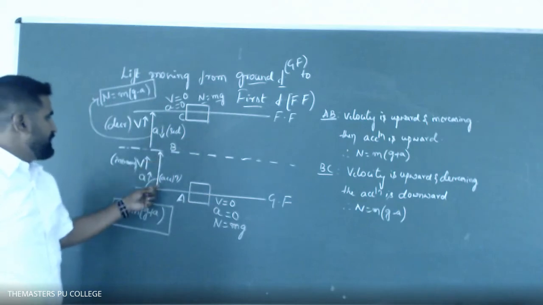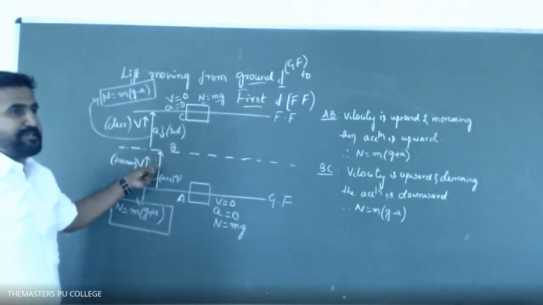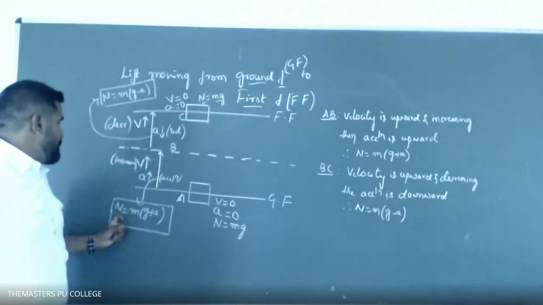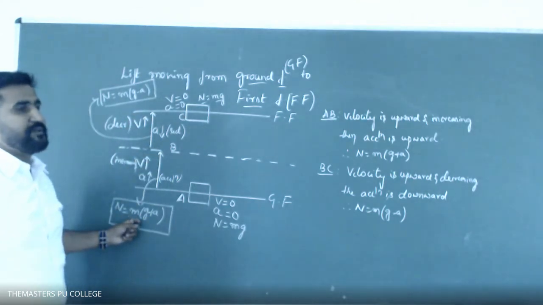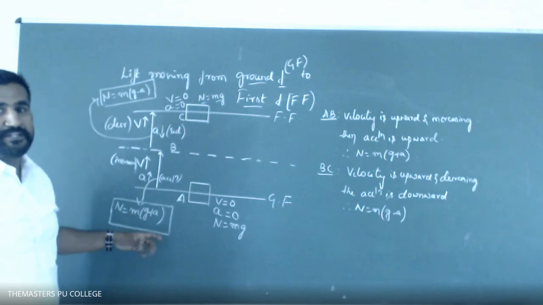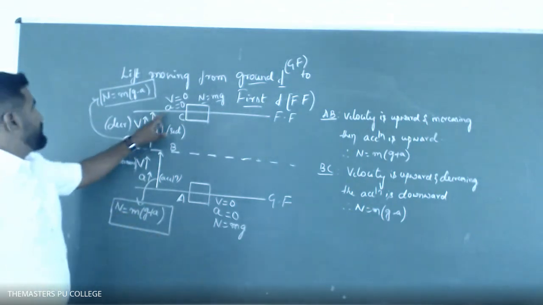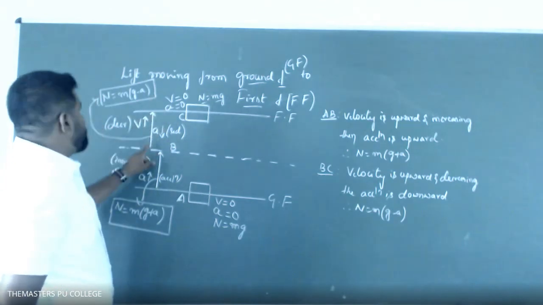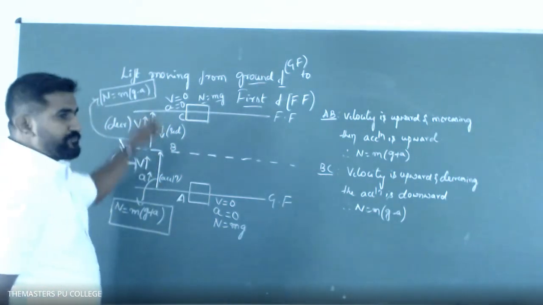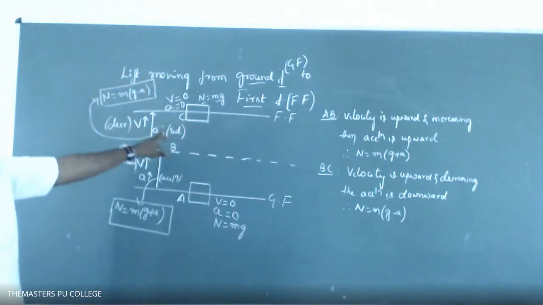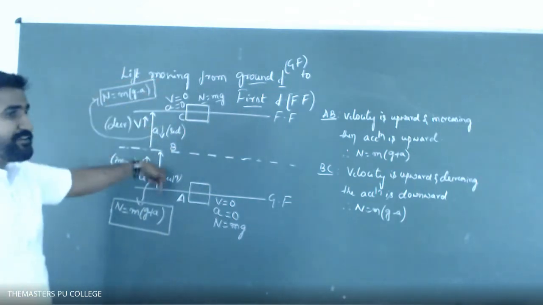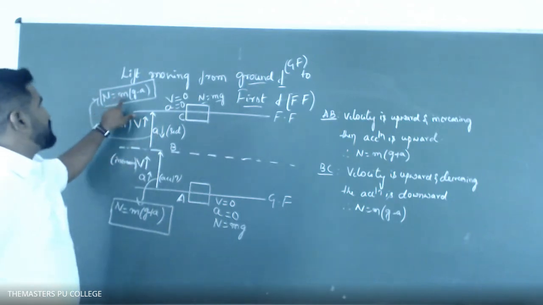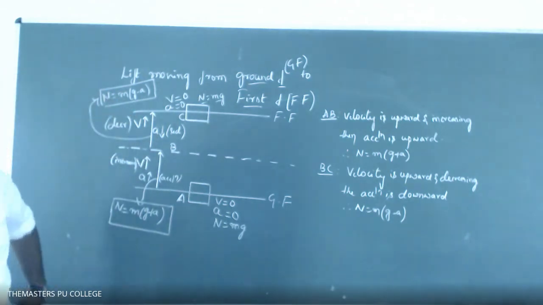From A to B, the velocity is upward and it is increasing. Therefore, acceleration is acting upwards. If it is acting upwards, apparent weight is greater than the true weight. Next, when it is moving from B to C, here also velocity is upward, but velocity is decreasing. It has to decrease and become 0. Decreasing, therefore acceleration is acting downwards. If acceleration is acting downwards, then apparent weight will be less than the true weight.